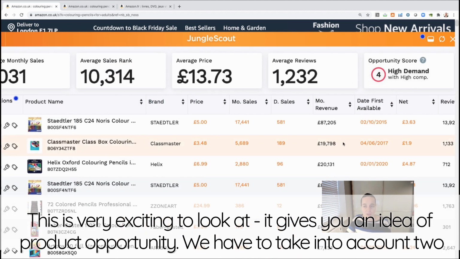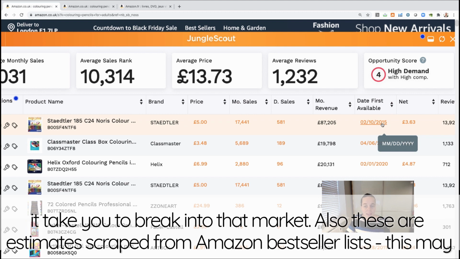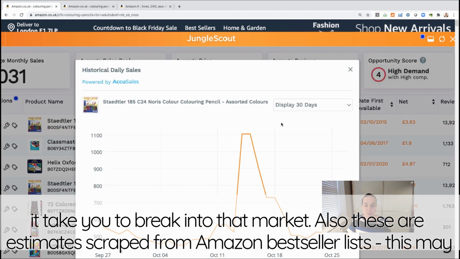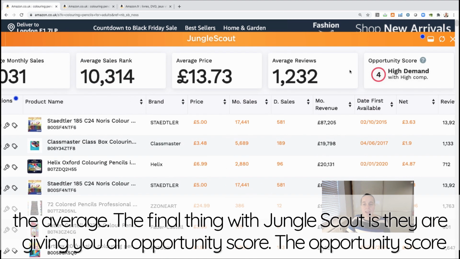We have to take into account two things. One of them is, can you compete immediately? If this product has been around since 2015, you've got to be realistic. How long is it going to take you to break into that market? Also, these are estimates scraped from Amazon bestseller lists. It may or may not be accurate. This is the breakdown of daily sales over a month. We can see there are peaks and troughs. All we get is the average.